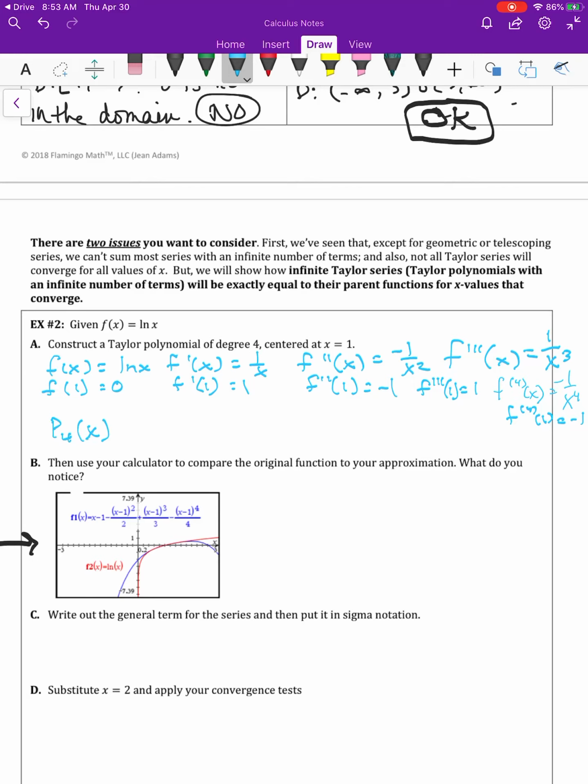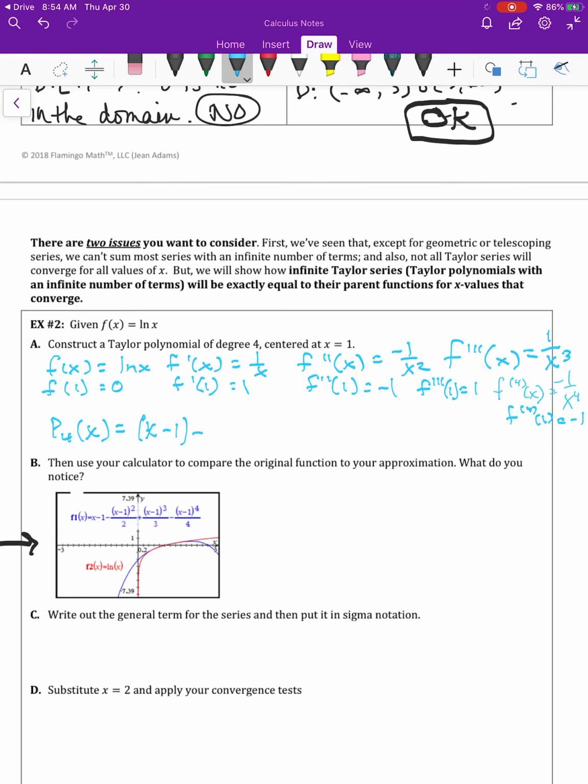Okay? So now we're ready to write our Taylor polynomial of degree 4 centered at x equals 1. So remember, if it's centered at x equals 1, our first term is just going to be f of 1. That's 0. Then it's going to be the derivative at 1 divided by 1 factorial times x minus 1.